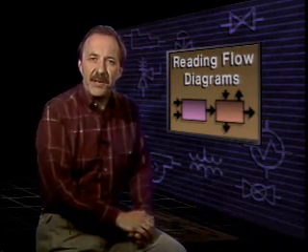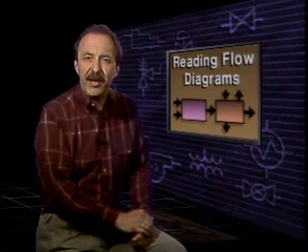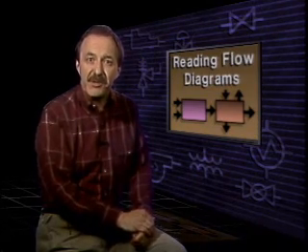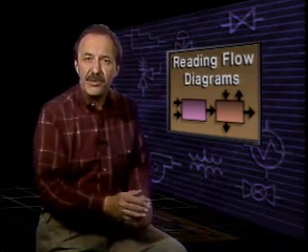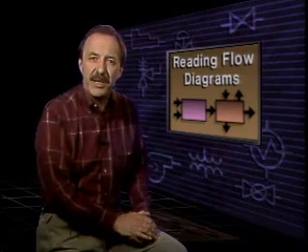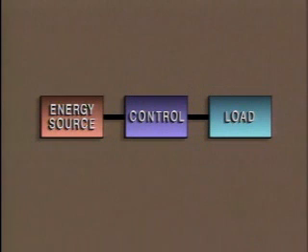Systems and processes can be described by several types of diagrams. One very basic type is called a block diagram. It uses blocks to represent system components or process steps. Here's a block diagram illustrating the basic parts of all systems.